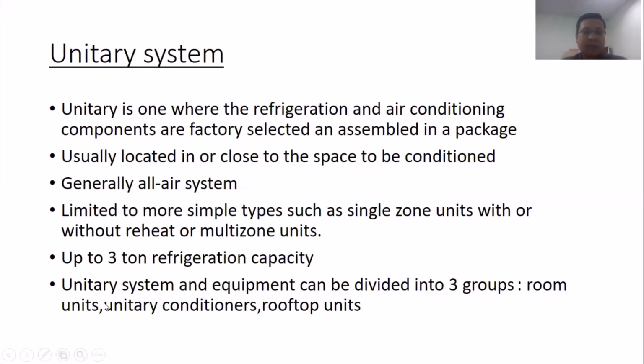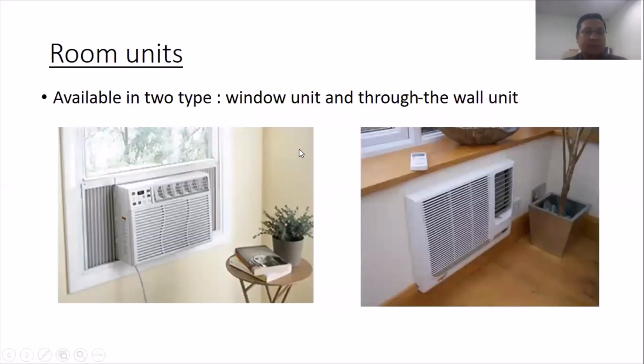Unitary systems and equipment can be divided into 3 groups: room units, unitary conditioners, and rooftop units. Okay, you can see here room units are available in 2 types: window unit and through the wall. This one is an old school type. Maybe we don't use this type anymore.